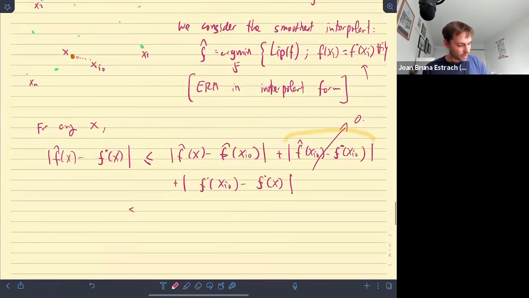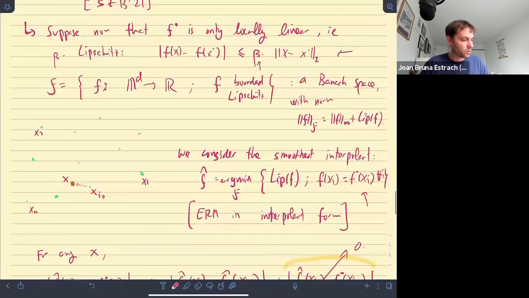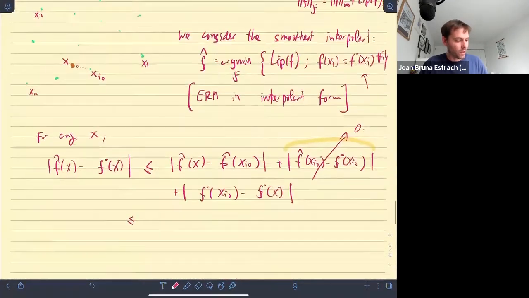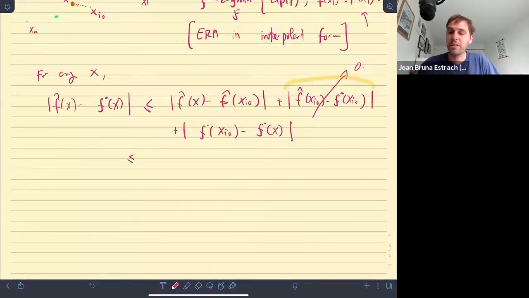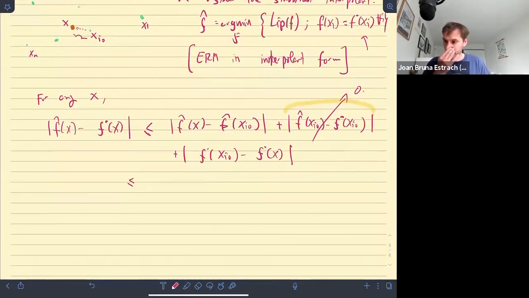And now, can I still control these two terms that I have here? Well, I know that f star is Lipschitz, and I assume the Lipschitz constant to be beta. So the last term is upper bounded by beta times the distance, this distance here. So this is going to be beta times the norm of x minus x_i0. So how about the first term? What do I know about the Lipschitz constant of f hat? Do I know something about the Lipschitz constant of f hat?